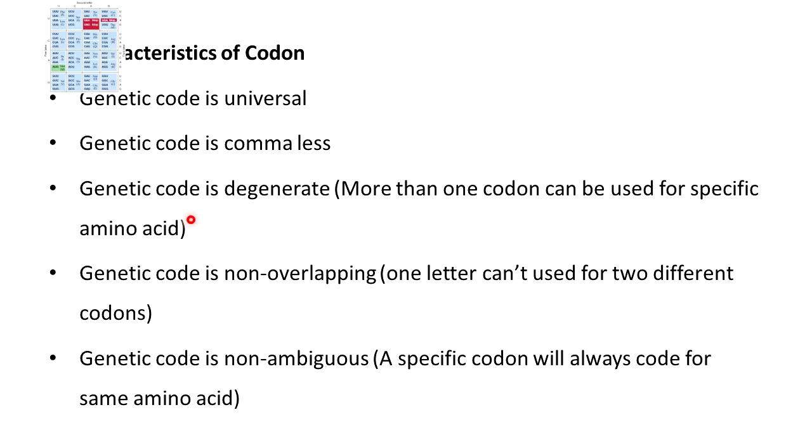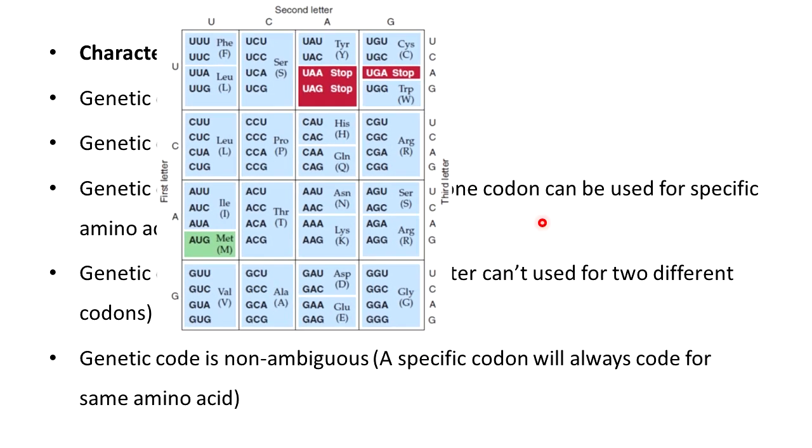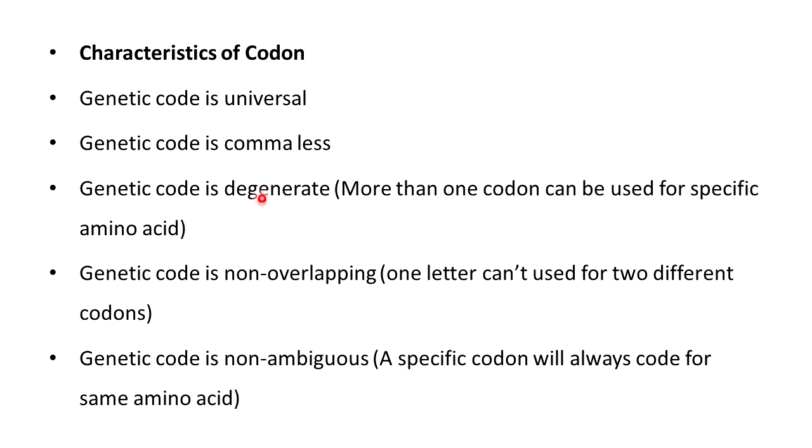If you remember the previous table, we learned that more than one codon can be used for a specific amino acid. If you look at that table, specifically leucine, it was coded by different codons. It means that more than one codon was used for the formation of leucine, and this property is called the degenerate property. Then the genetic code is non-overlapping. One letter can't be used for two different codons.